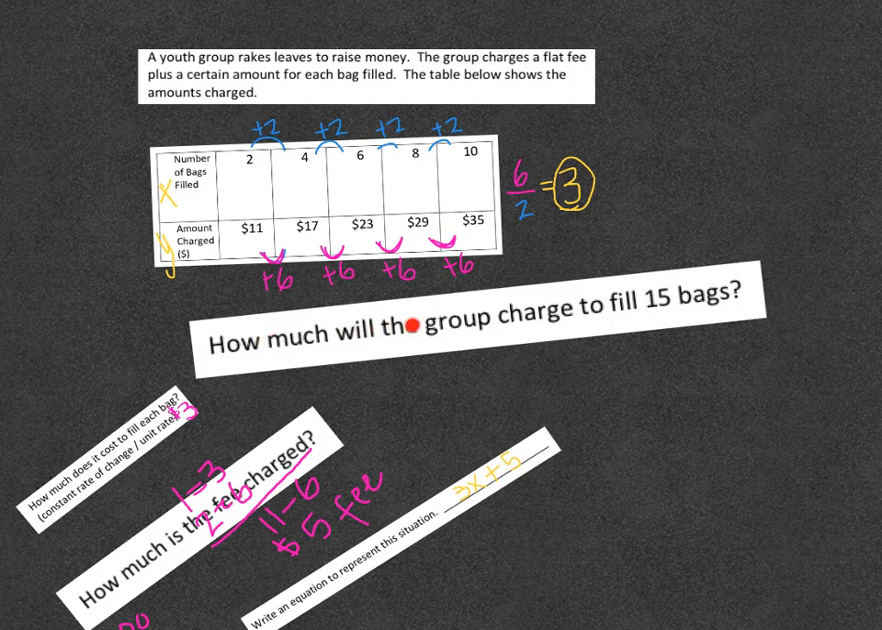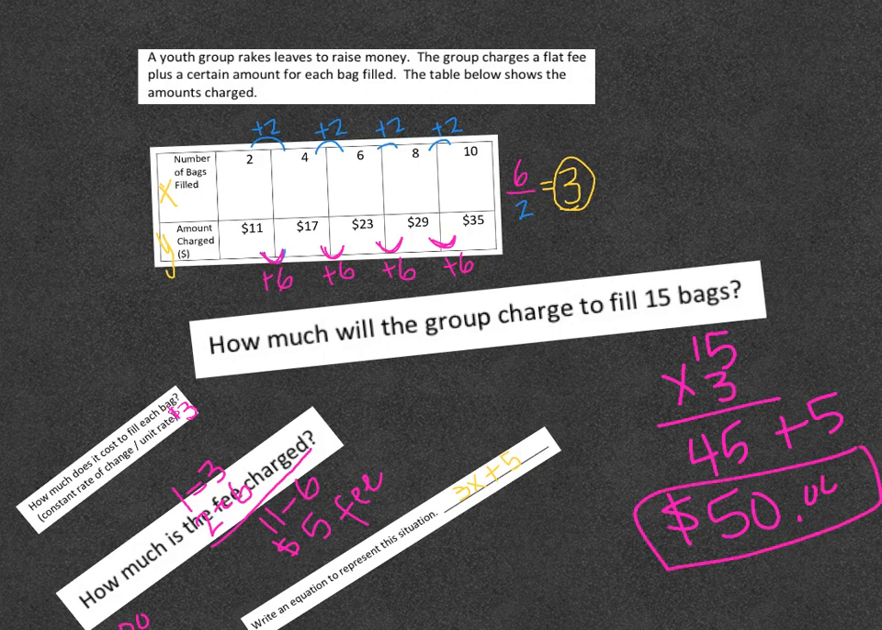This question says, how much will the group charge to fill 15 bags? So if I think back to this little equation that I made down here, it said 3 times however many bags plus $5. So if I want 15 bags, all I need to do is multiply by 3 and then add that $5 extra. So 15 times 3, that is 45, plus those $5 extra for the fee, and my total is now $50. 15 bags cost $50.